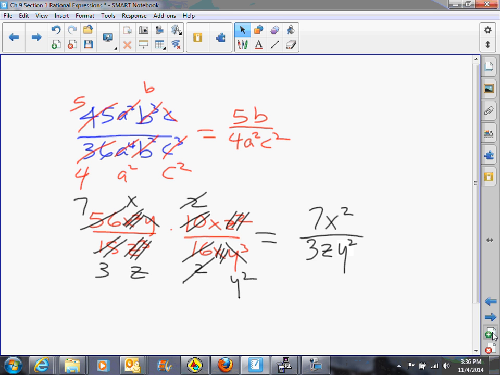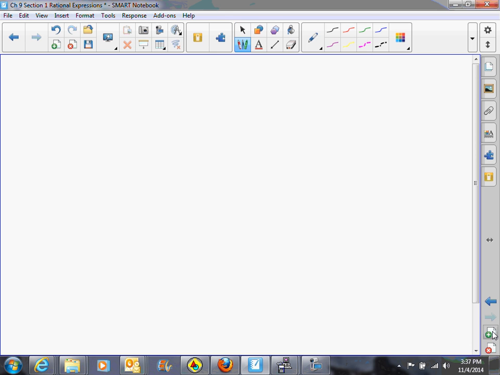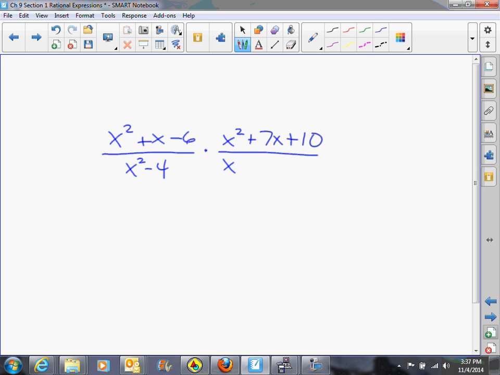Now, if we're multiplying rational expressions and we have polynomials, it gets a little bit more complicated. Now let's take a look at an example. If we have x squared plus x minus 6 over x squared minus 4, and we're multiplying that by x squared plus 7x plus 10 over x squared plus 10x plus 21.